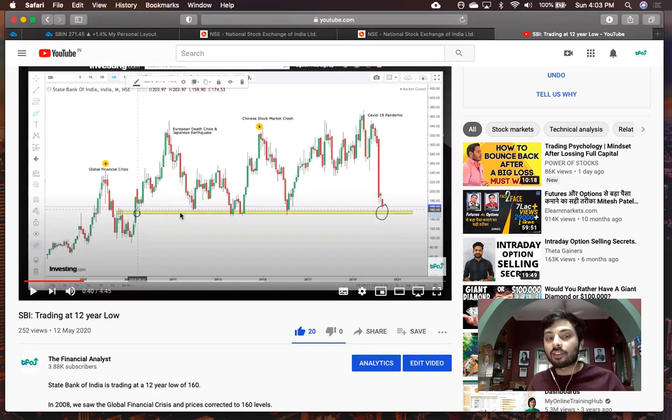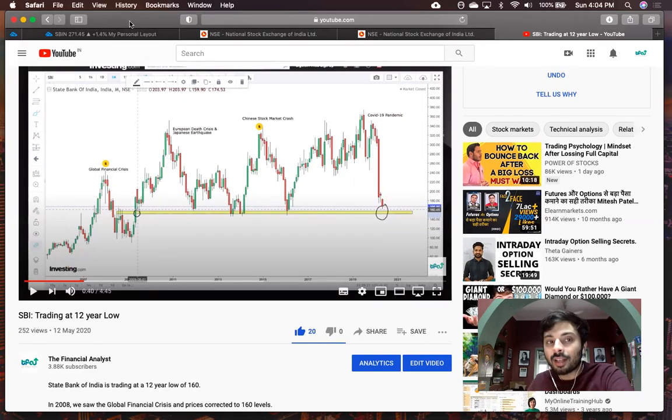Why? Because if the level of 150, which has held for the last 10 years, is going to be broken, you go short on the market, because the next level comes to 100. So you can use the concept in intraday by seeing if it breaks or doesn't break. But otherwise, I am basically talking about it as a positional concept. I hope the concept is clear.